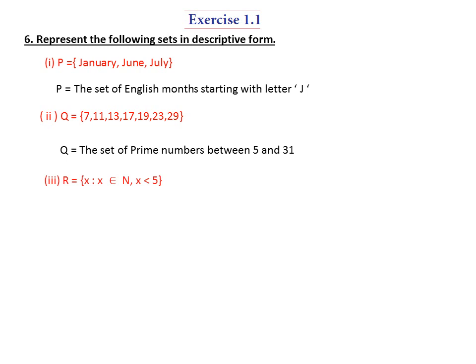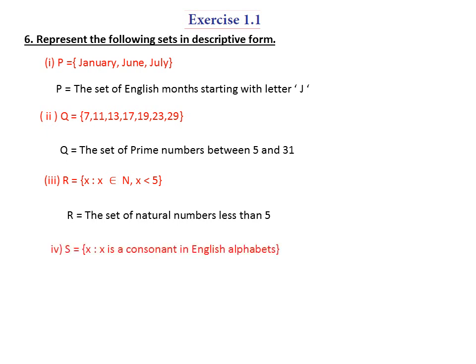Next one, R is equal to the set of all x such that x belongs to N, x less than 5. So x belongs to natural numbers less than 5. So only 1, 2, 3, 4 will come. The set of natural numbers less than 5. Next one, S is equal to the set of all x such that x is a consonant in the English alphabet. S is equal to the set of English alphabets.